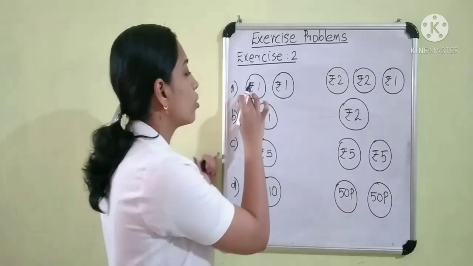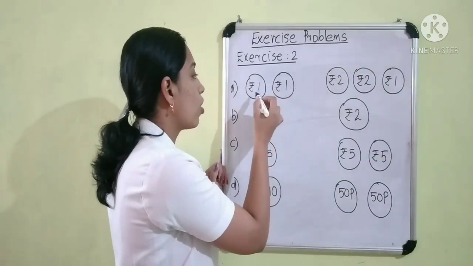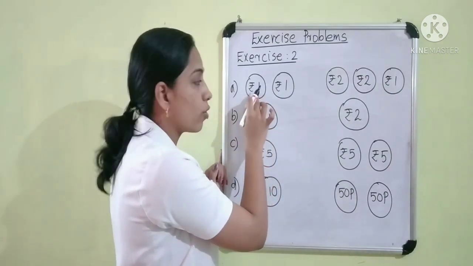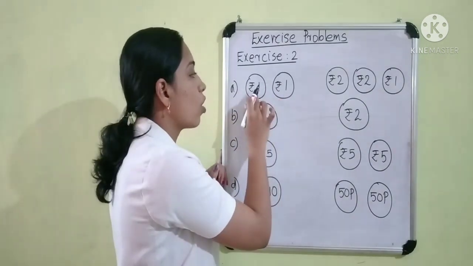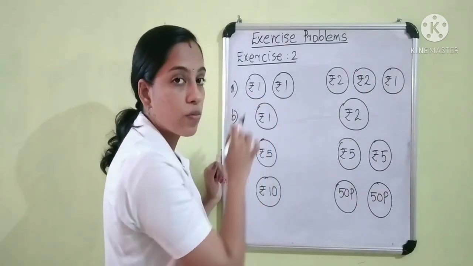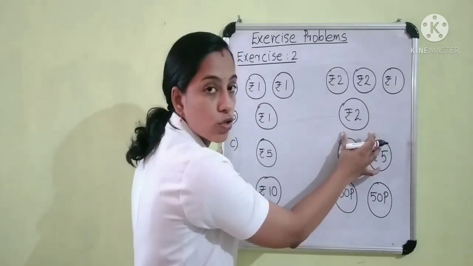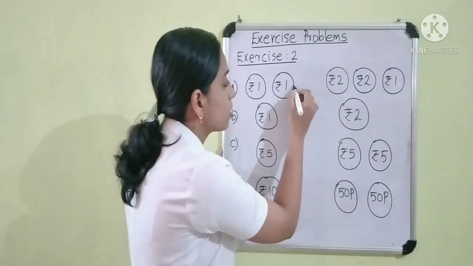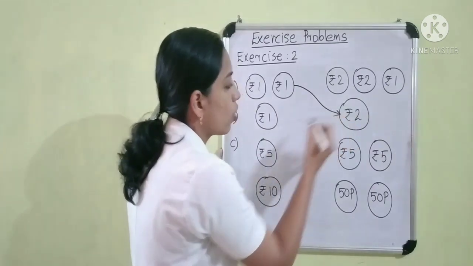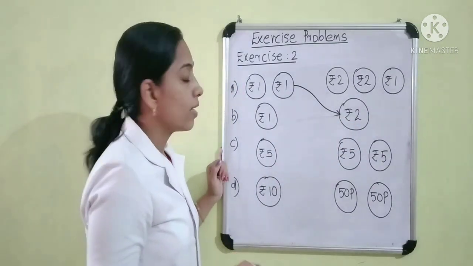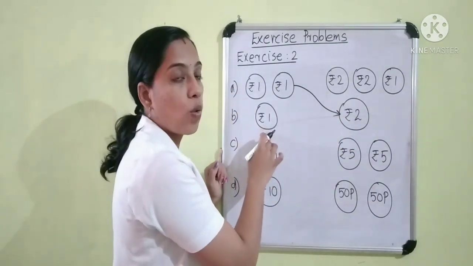Tell me, what is the value of these coins? We know the value of this coin is 1 rupee, this also 1 rupee. So, rupees 1 plus rupees 1, we know rupees 2. Here we have rupees 2 coin. So, let us match this with rupees 2 coin. Right? The next one, rupees 1.